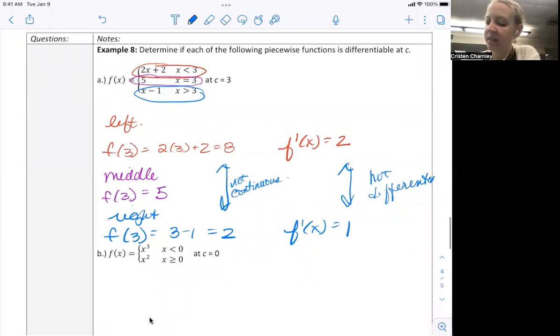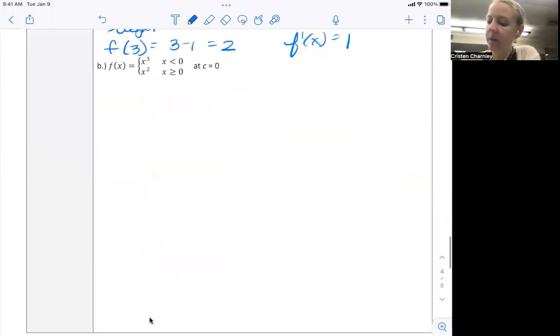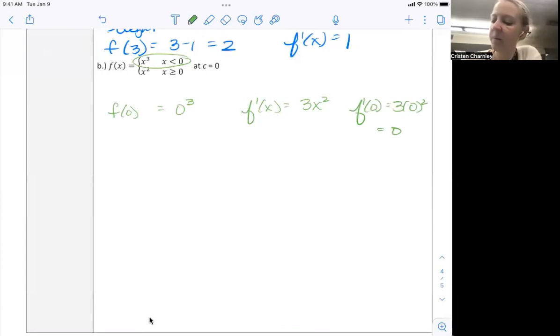Now we are going to do the same thing for part B. This is our last problem. One, you have to make sure that it's continuous, and two, you have to make sure that the derivative matches on either side. So we want to check the left-hand side. I'm going to do f of 0. My left-hand side is really 0 cubed. F prime of x is going to be 3x squared. Remember, that's that magic power rule. And if we put a 0 in place of x, f prime of 0 is 3 times 0 squared. So this is also 0. A lot of zeros in this problem.